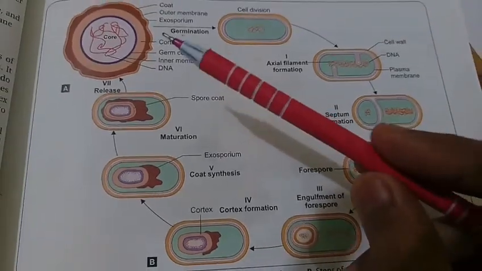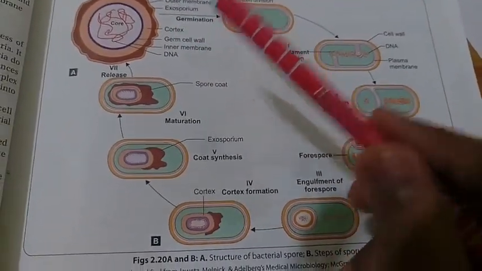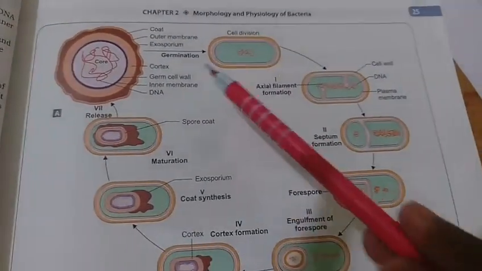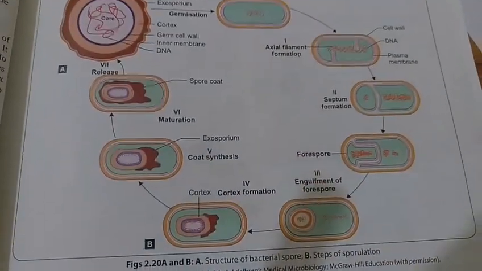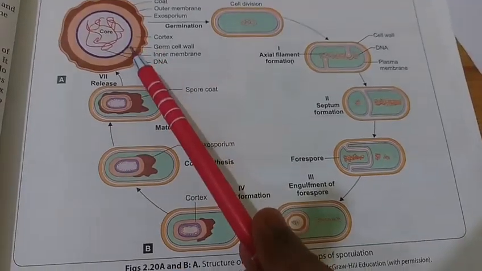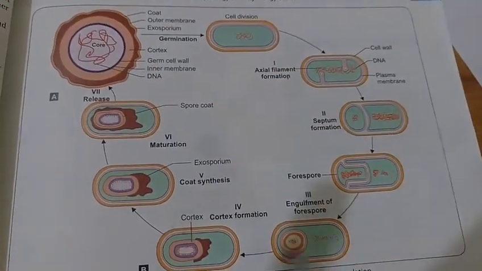Going to discuss bacterial spores. Before discussing bacterial spores, we will look at the sporulation stages in this diagram. Clear? This is showing the structure of bacterial spores. This is the bacterial spore structure, and these are the steps of sporulation.